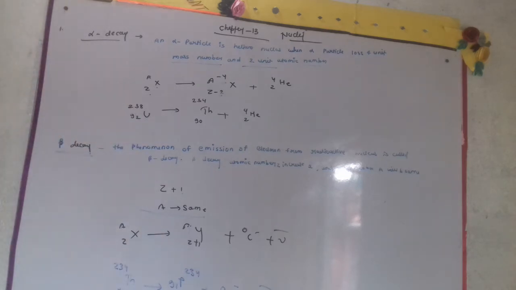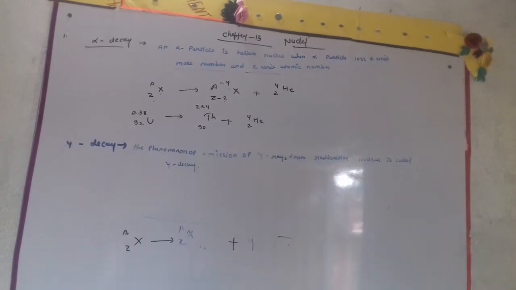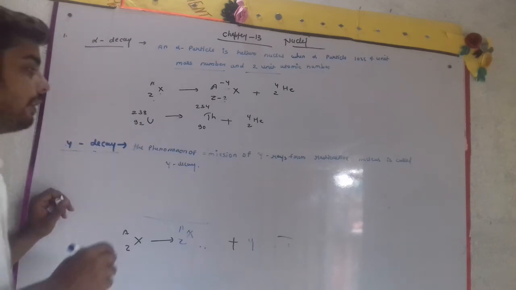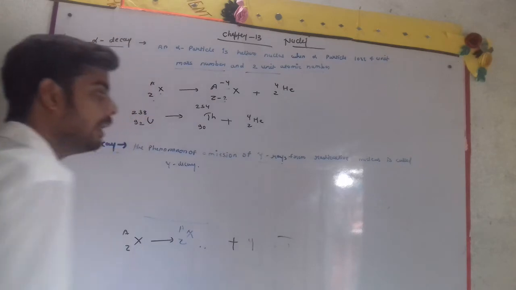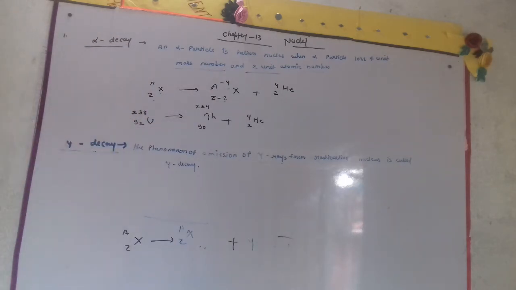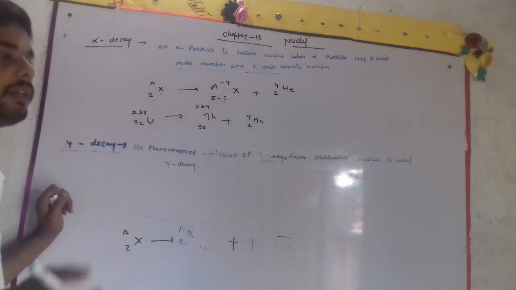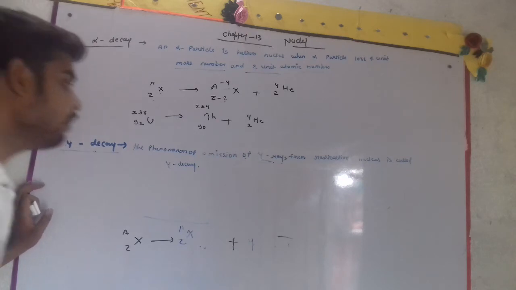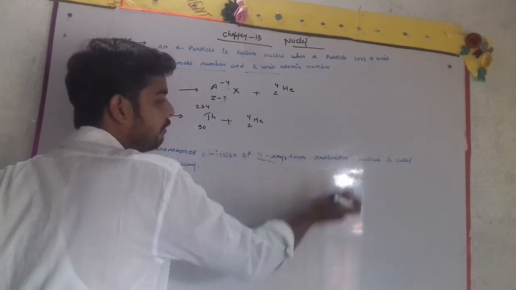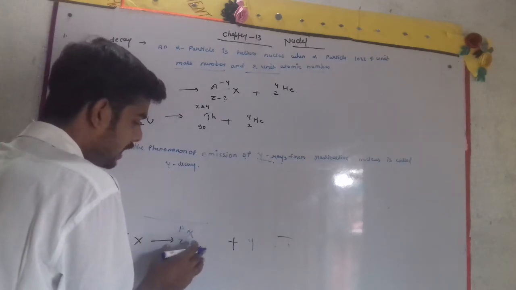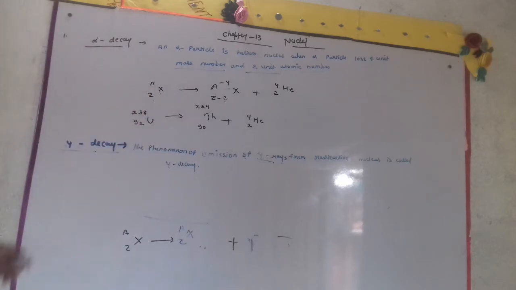Now we will see gamma decay. The phenomenon of emission of gamma rays from a radioactive nucleus is called gamma decay. Similar to beta decay, where the emission was of beta rays, here the emission is of gamma rays from the radioactive nucleus. Here we can see X with A and Z, then gamma decay. So this is our alpha, beta and gamma decay. Try to understand it in more detail from your book.